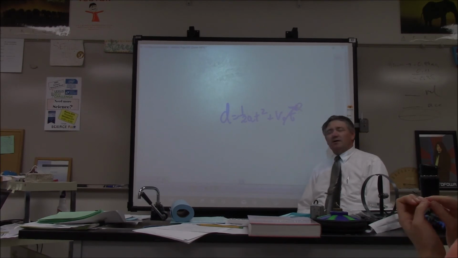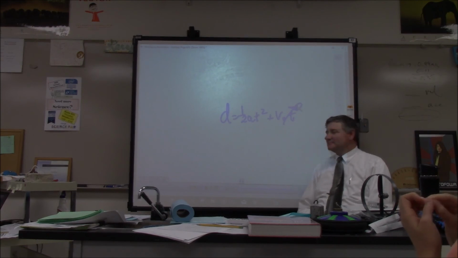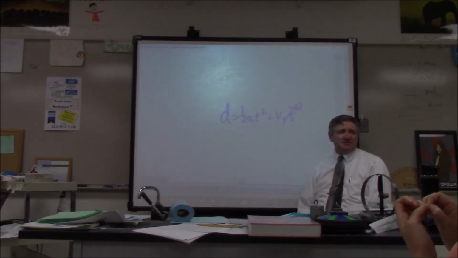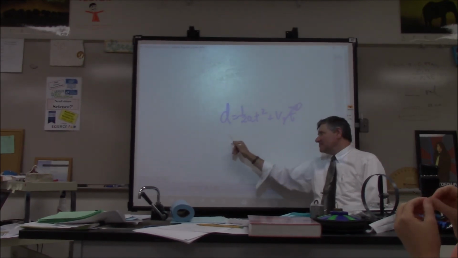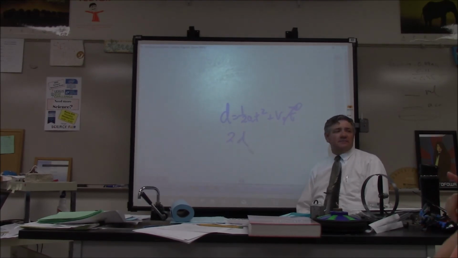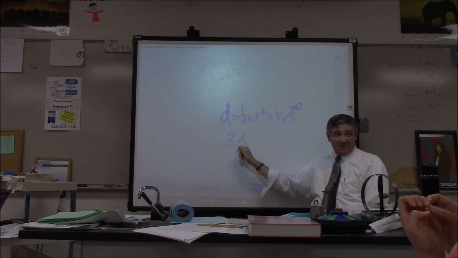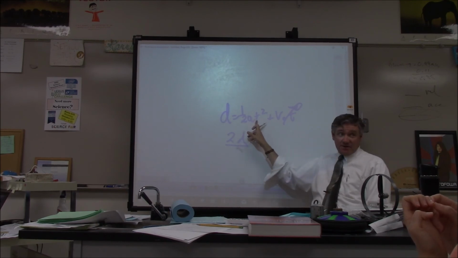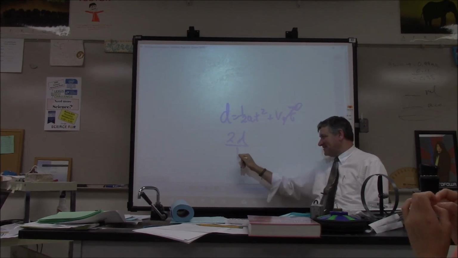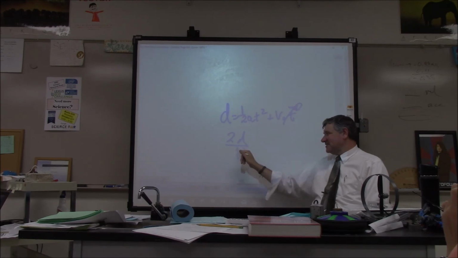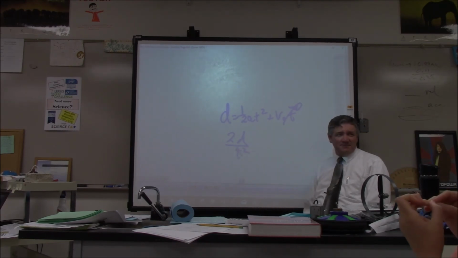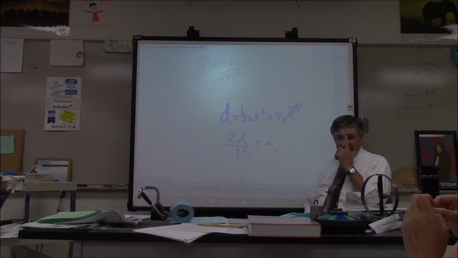Square root? No. Get rid of the fraction first. 2D. Then what? Divided by T squared. Yeah, because it's only the T that's squared, not the whole thing. Divide by T squared? Yep. Anything else? Don't make this difficult. Equals A. Keep it the same. That gives me my acceleration, right?